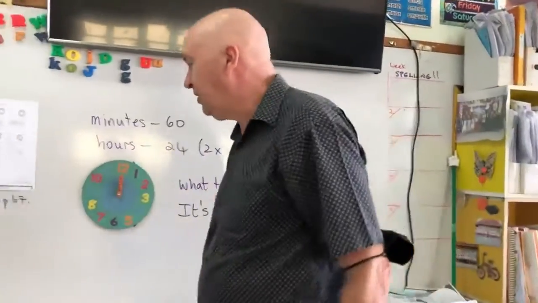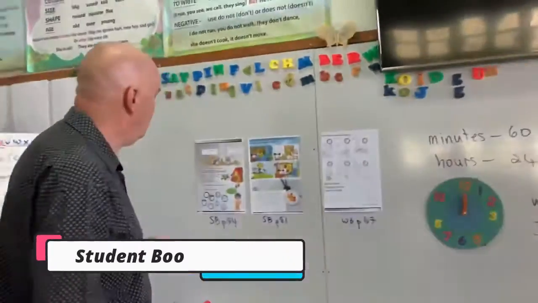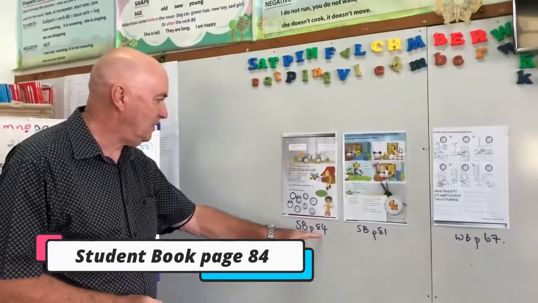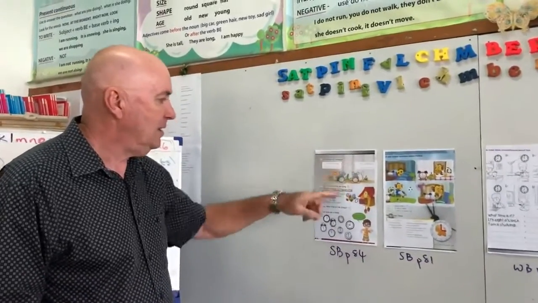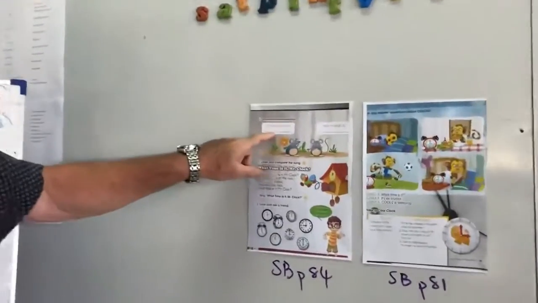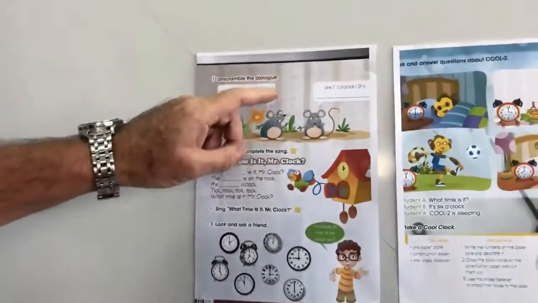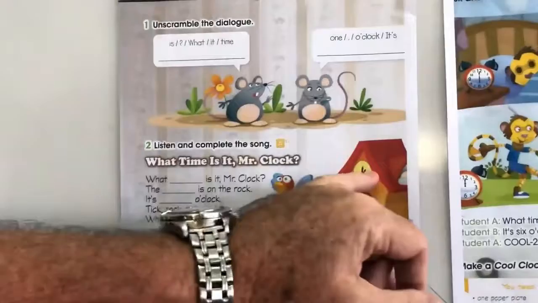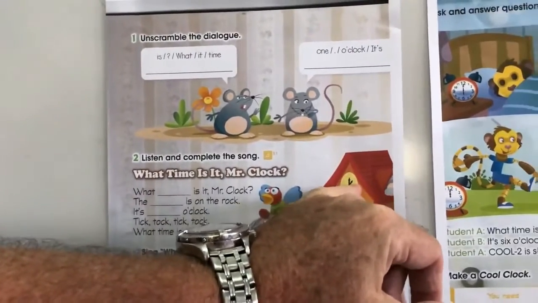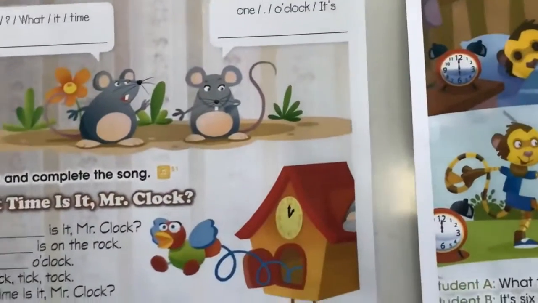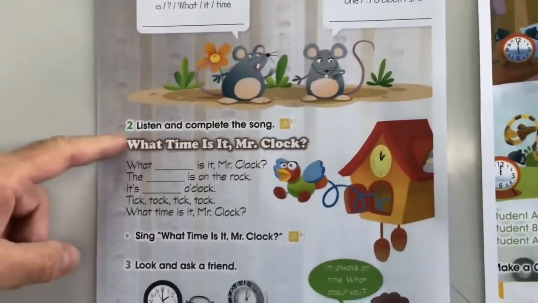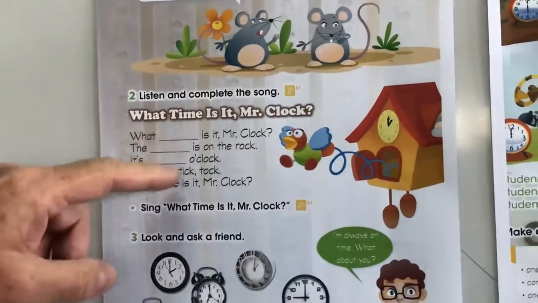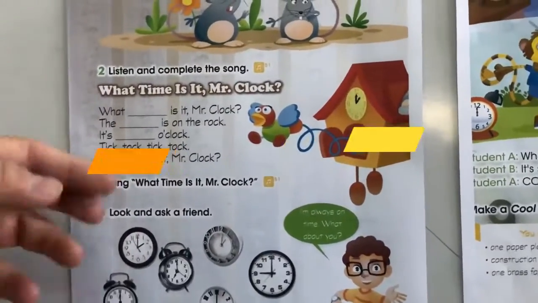So we're going to start with your student book, page 84, okay? And these are the words we use. What time is it? It's 1 o'clock. The little finger there is on 1. The hour is 1, so it's 1 o'clock. So let's play the song here, number 2, and let's put in the missing word, shall we? Okay.